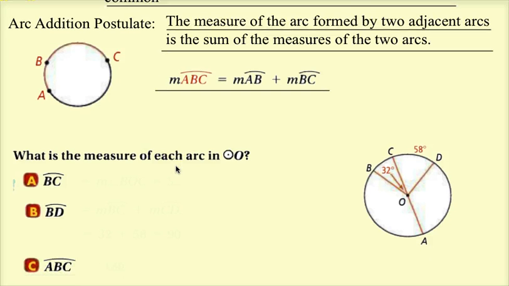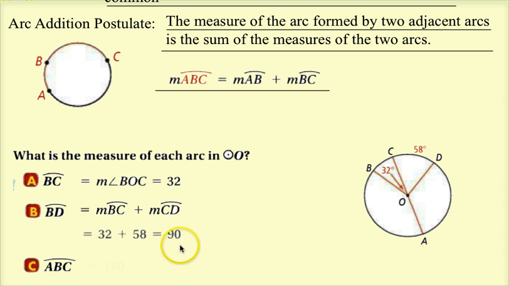So let's look at the example right here. What is the measure of each arc in circle O? So O is the center, so I'm calling it circle O. I want to know what arc BC is. Well, remember the arc equals the central angle. So if the central angle is 32, then arc BC is going to be 32. Then I want to know arc BD. Well, BD is BC plus CD. So 32 plus 58 is going to be 90.